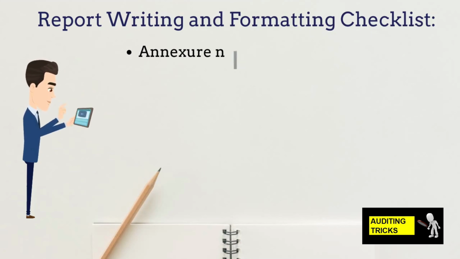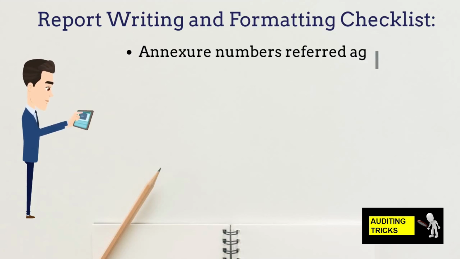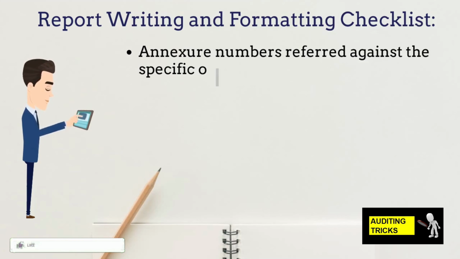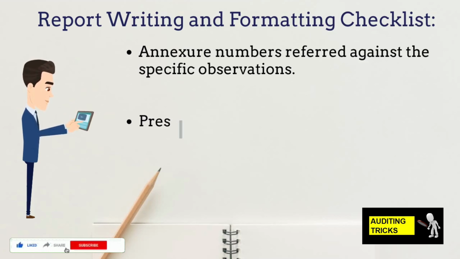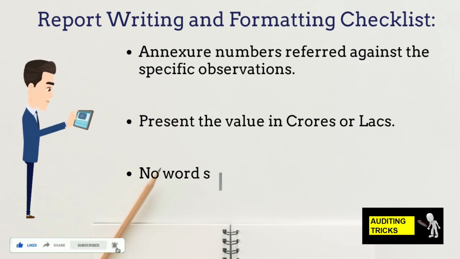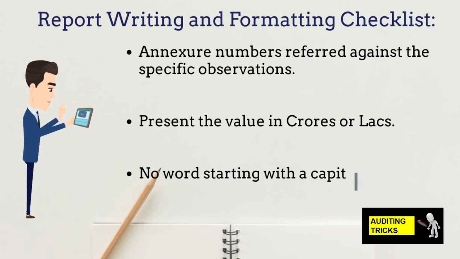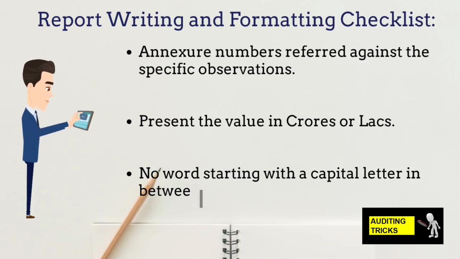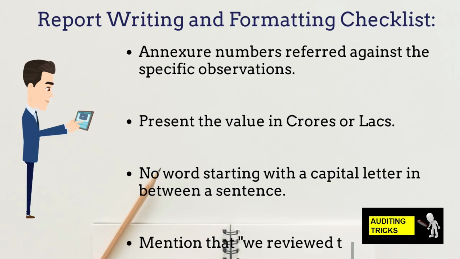Unless the value is in a few thousands, present the value in crores or lakhs. There should be no word starting with a capital letter in between a sentence unless it is the name of an individual, company or place. Before starting the observation bullet points, mention that we reviewed the XYZ process and noted the following exceptions.